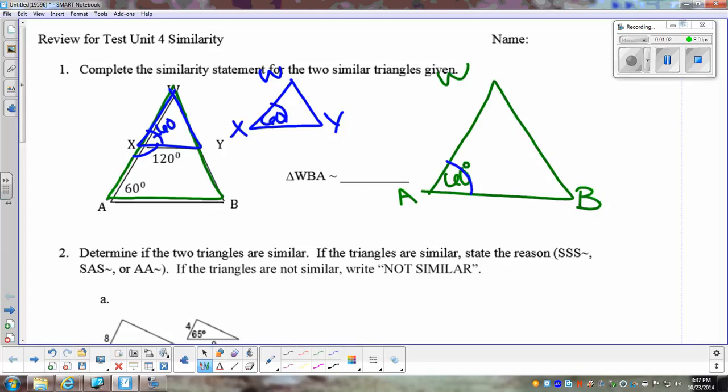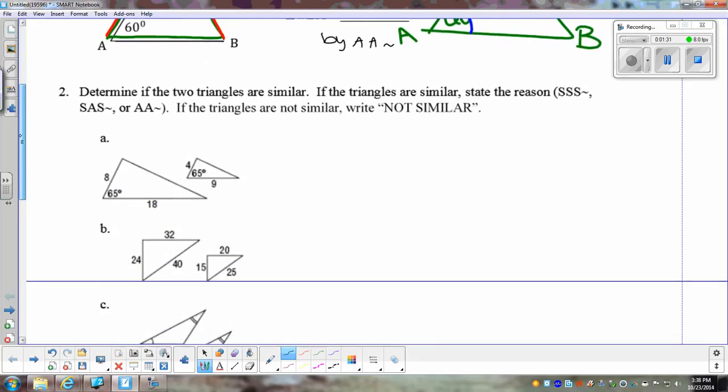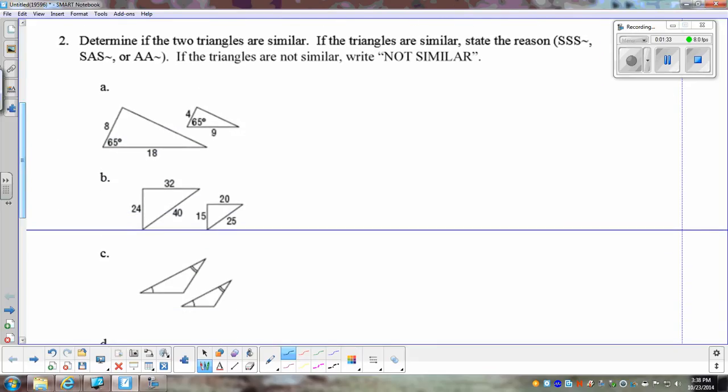And then if I look at my triangles, when I drew them out, I drew angle W, because XWY is the same angle as AWB. So here's my other congruent angle. So triangle WBA is similar to triangle WYX by angle. So there's number 1. Number 2, I want to determine if the two triangles are similar.